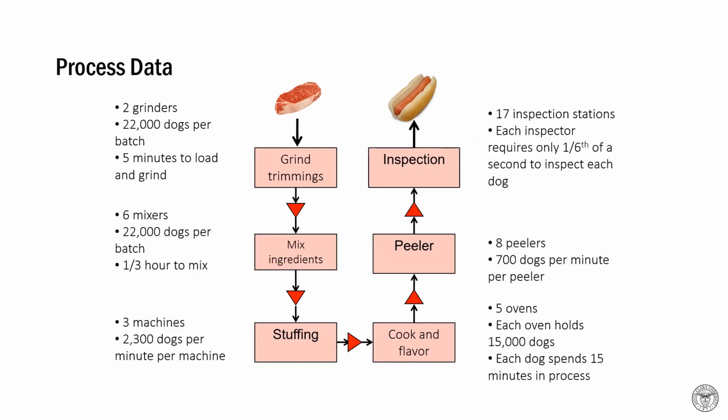To analyze the process capacity, we collected data from a sample factory, which includes the following information. The factory has 2 grinders that could process 22,000 hot dogs per batch in 5 minutes each, 6 mixers that can handle 22,000 hot dogs per batch in 1/3 hour, 22 minutes, for mixing, and data regarding other stages. With this data at hand, the question that arises is, what are the flow rates of these process stages?